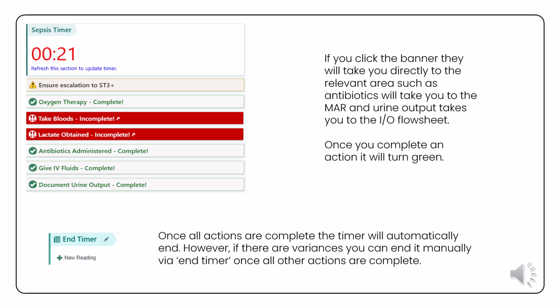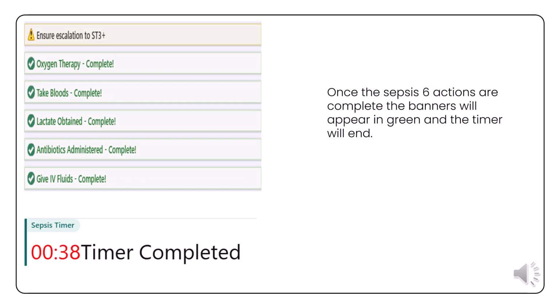Once all actions are complete, the timer will automatically end. You can also manually end the timer if needed. Once the sepsis 6 actions are complete, the banners will appear in green and the timer will end.